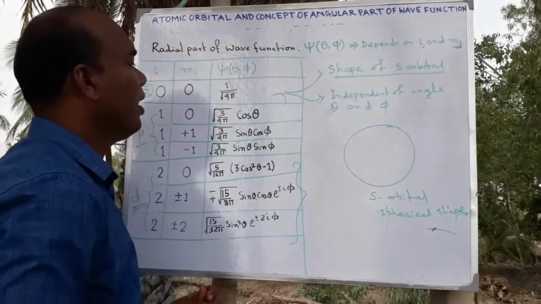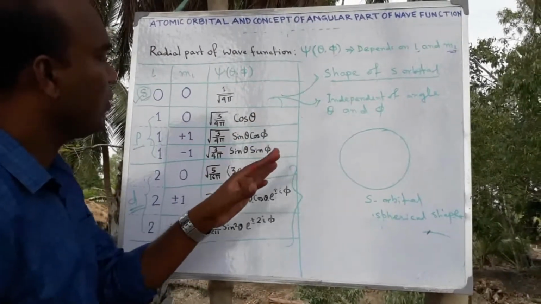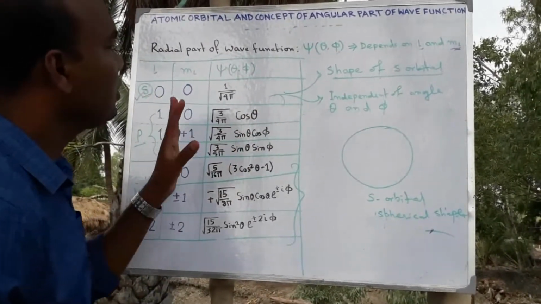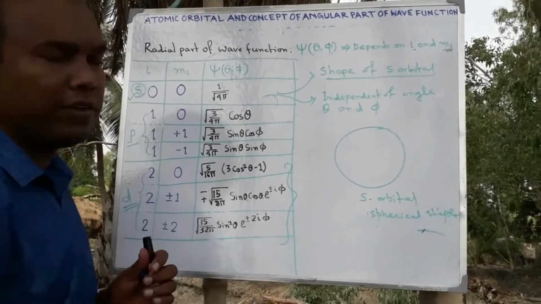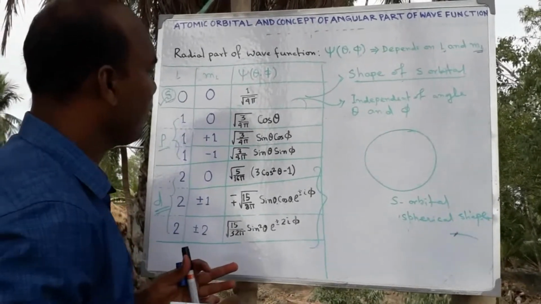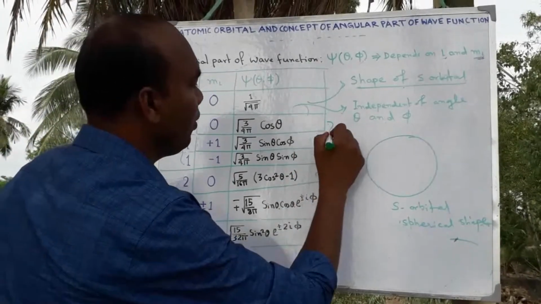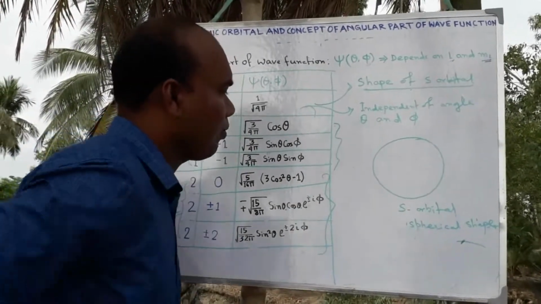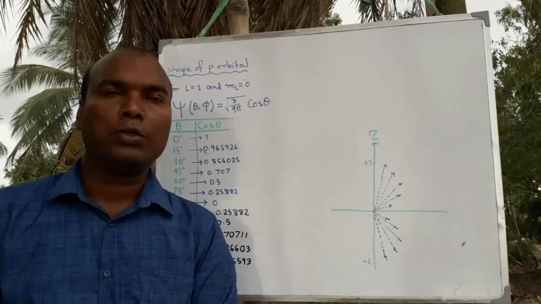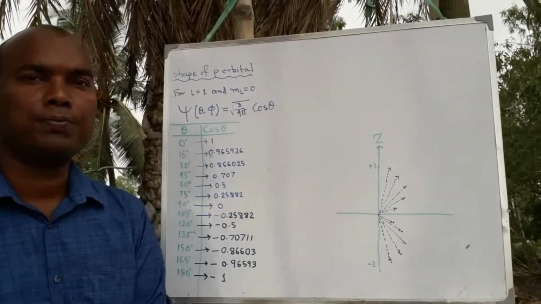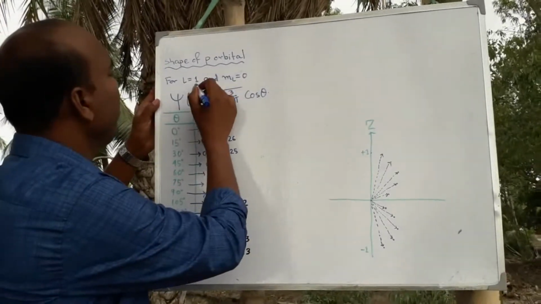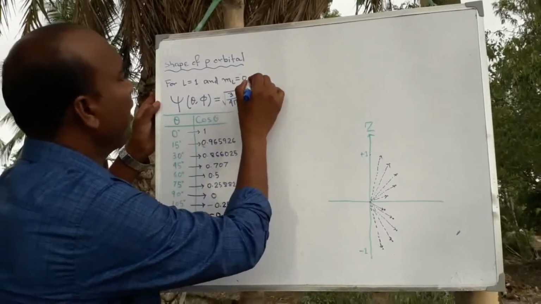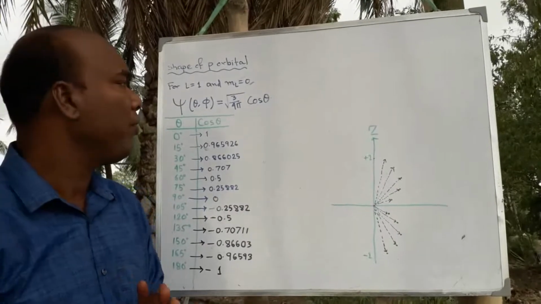That way, by plotting this value in the polar coordinate, we can get the shape of the different orbital. Now, we are trying to understand the shape of p orbital. Now, come to the shape of different p orbitals. You see, when l equal to 1 and ml equal to 0, then the angular part of wave function is that.